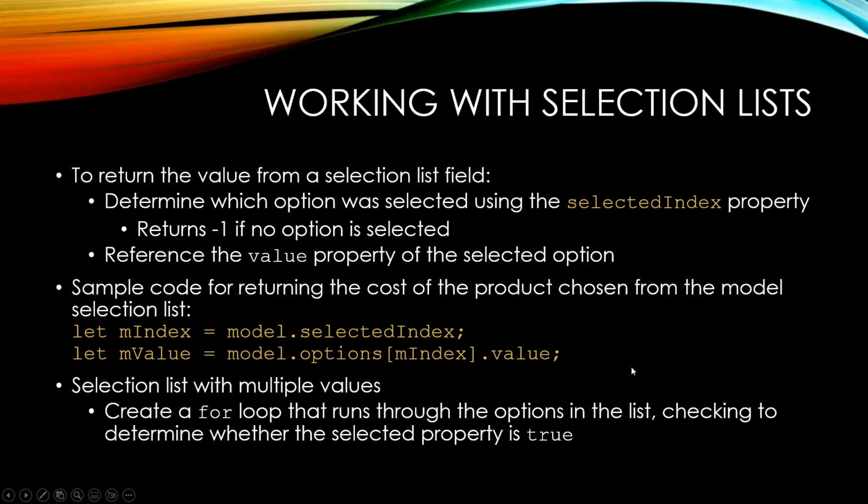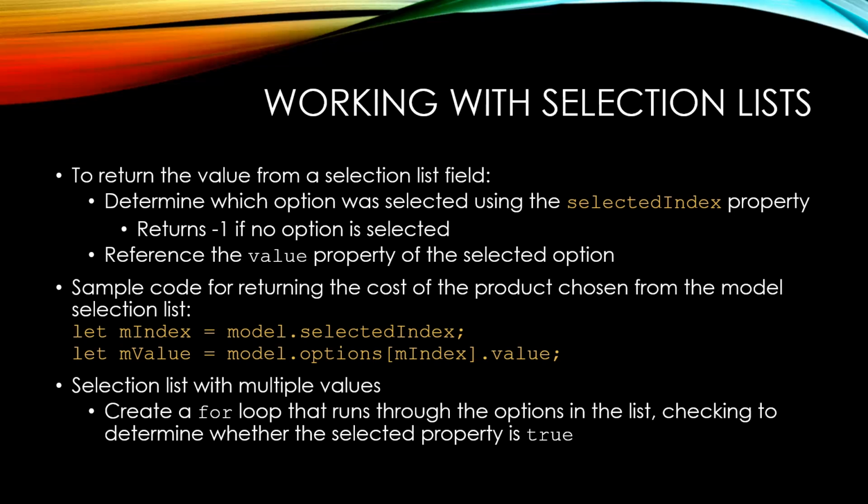Working with selection lists. We are able to return the value from the selection list by using an index. It indexes the choices listed in the selection list field just as if they were in an array. So they start at 0 and go up to however many items you have in your selection list. We can get the number of which one is chosen by using the selectedIndex property. If nothing is chosen, it will return a -1. We can then reference the value property of the selected option in order to get what the user chose.